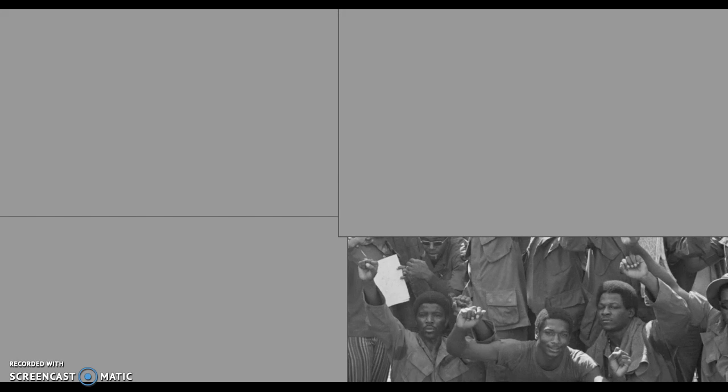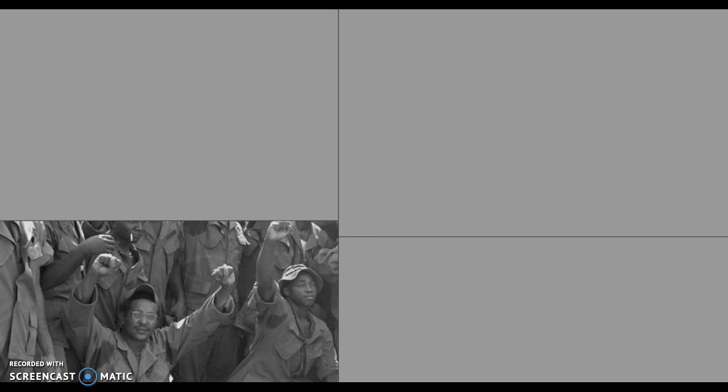Now, class, what do you see in the bottom right quadrant of this photo? Please tell me about the objects and the people in this image. For the next 30 seconds, you guys are going to look at this image and please tell me what objects and people do you see?